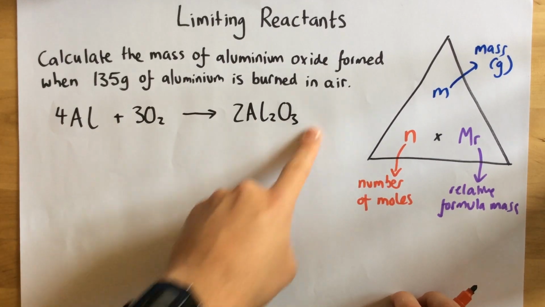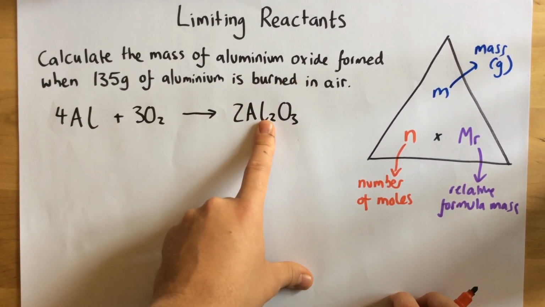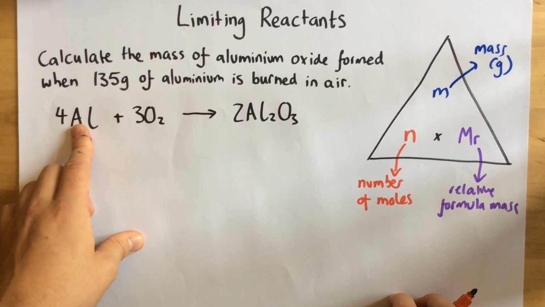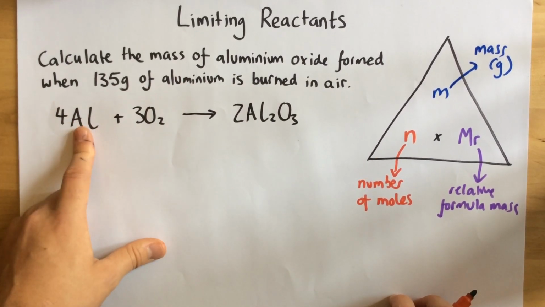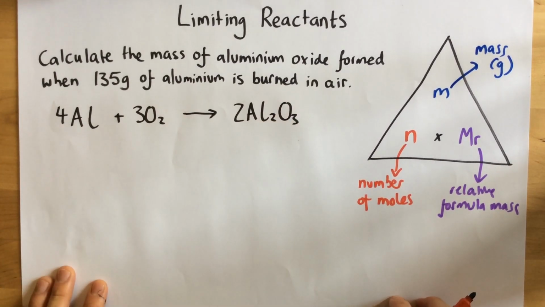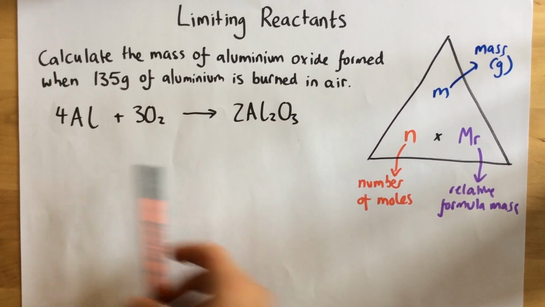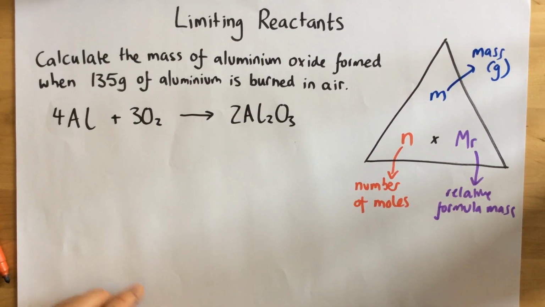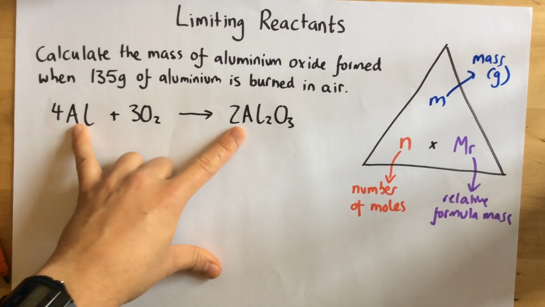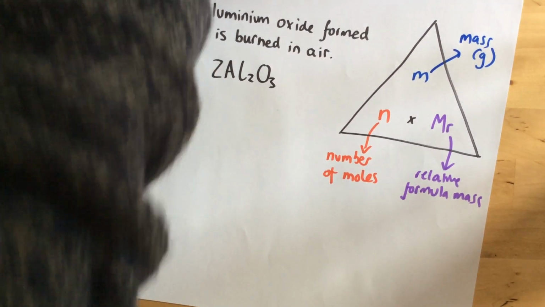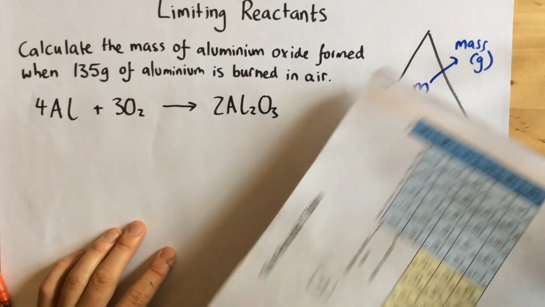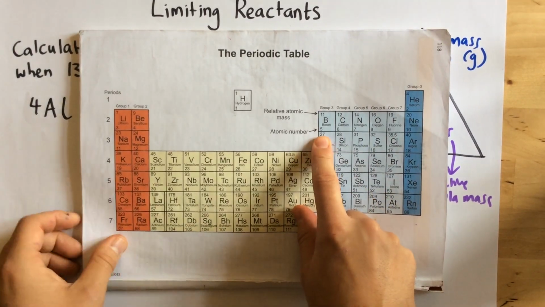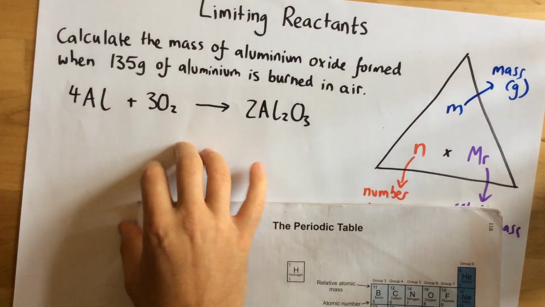So what I'm trying to figure out is the mass of this which is being produced. If I start off with a limiting reactant, which is 135 grams of this, that's going to limit the amount of this I can make. So the first thing I need to do is find the relative formula mass of these different things here. If I get my periodic table, I can find out the relative atomic mass of aluminium is 27.